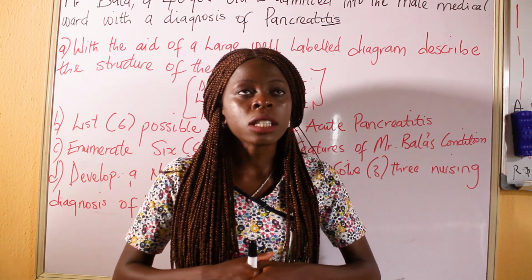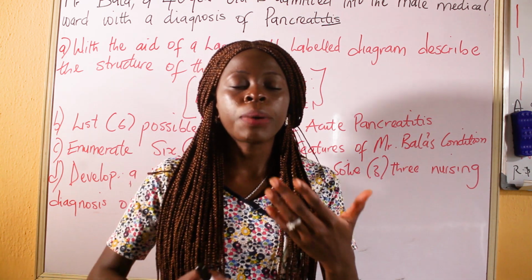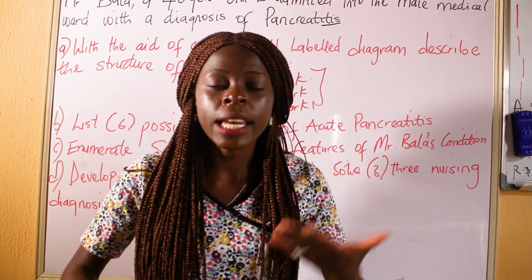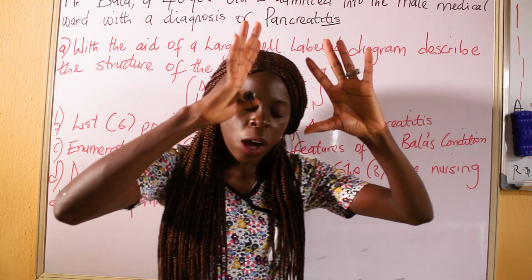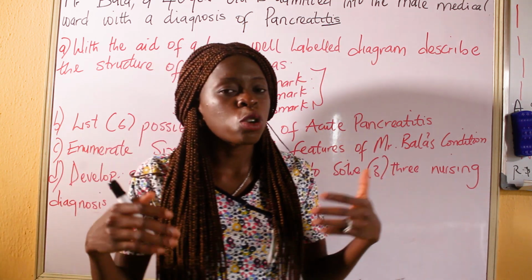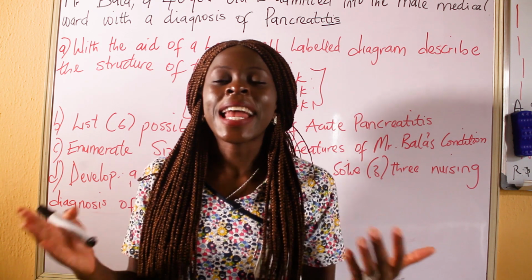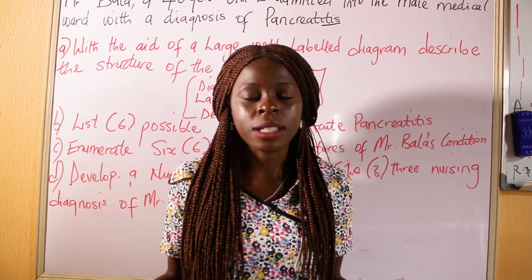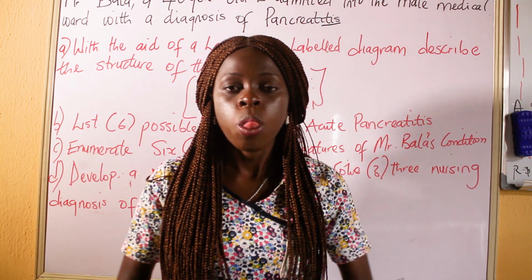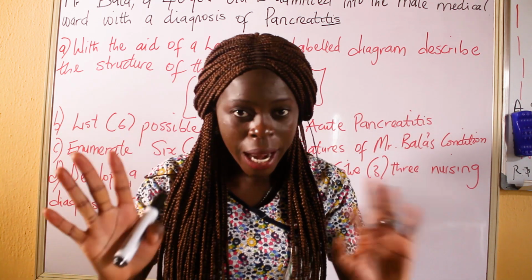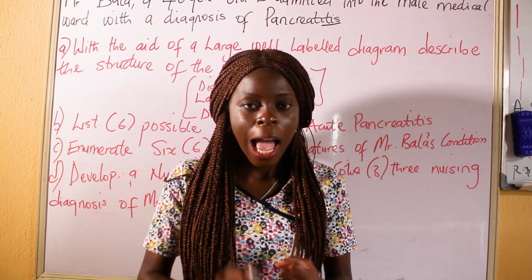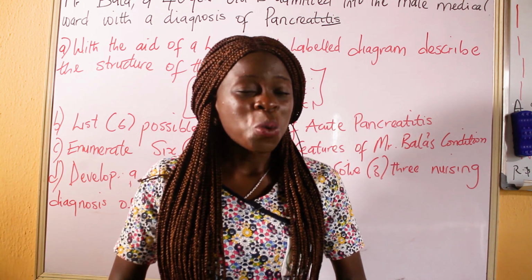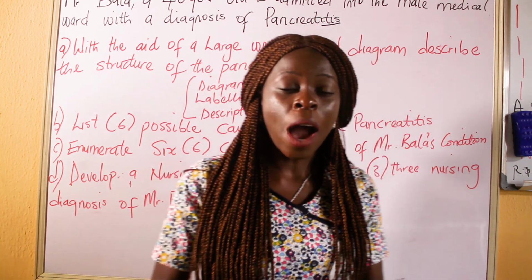And for those that have watched our video when we were talking about digestive system, common diagnosis in digestive system, we said there's imbalanced nutrition, because anything that alters what you eat can make you not to eat properly. So we can say imbalanced nutrition, less than body requirement, related to anorexia, evidenced by weight loss. But if you don't know the terms for imbalanced nutrition, just put acute pain, hyperthermia, and anxiety, and you are good to go. So, do you understand this question now?